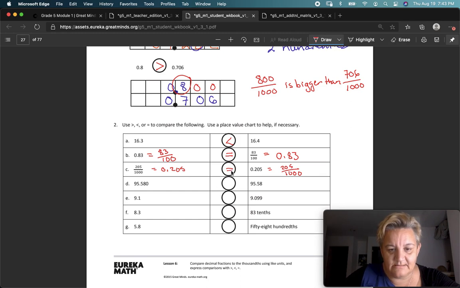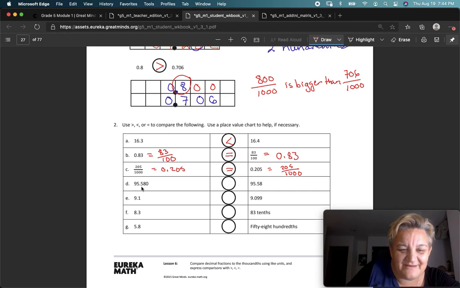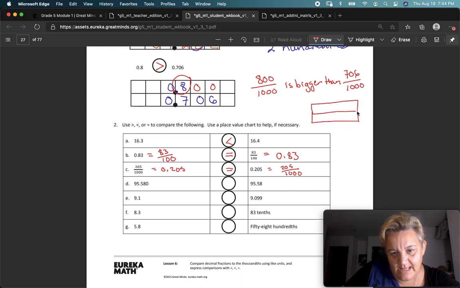All right. Now, 95 and 580 thousandths, or 95 and 58 hundredths. I have a couple different ways I can figure that out, but let's just go ahead and draw a place value chart here. And I'm going to put 95, I'm going to put my decimal point here, and the top one is 95 and 58 hundredths.